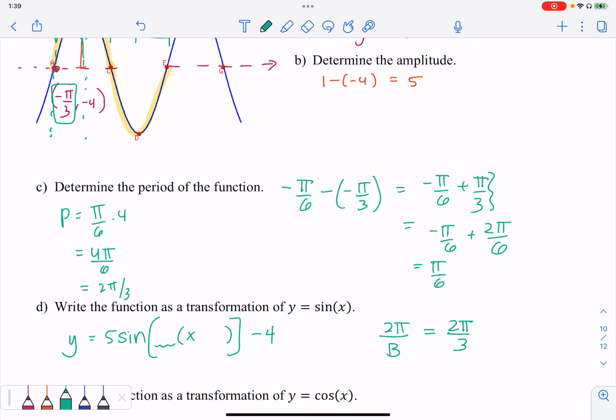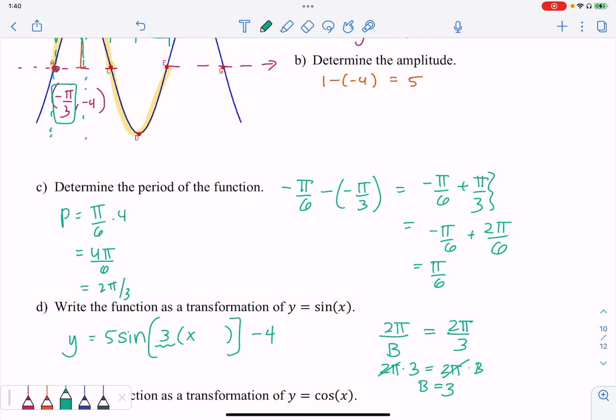Well, I can kind of see that this is going to be b equals 3 just from this equation. I can certainly solve it for b. I can do cross multiplication. So I'd get 2 pi times 3 equals b times 2 pi. So I would get 2 pi times 3 equals 2 pi times b. In this case, divide out by 2 pi on both sides gives me b is 3.